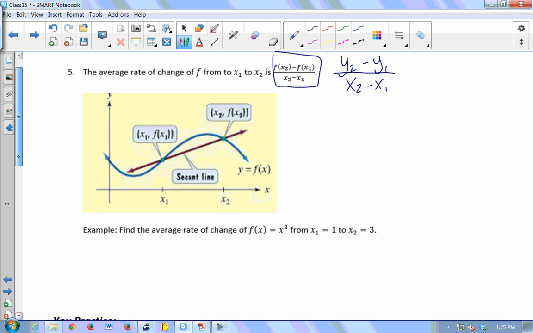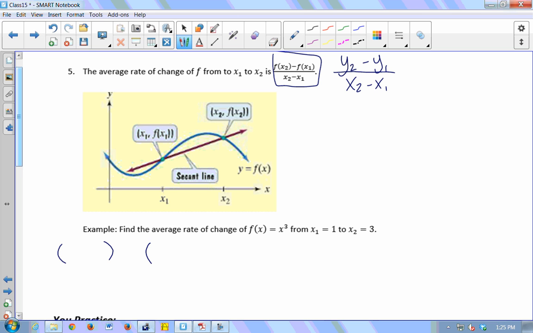Okay, so what are my 2 points here? If I'm working with the function f of x equals x cubed, from x equals 1 to x equals 3, what are my 2 points that I'm finding the slope through?